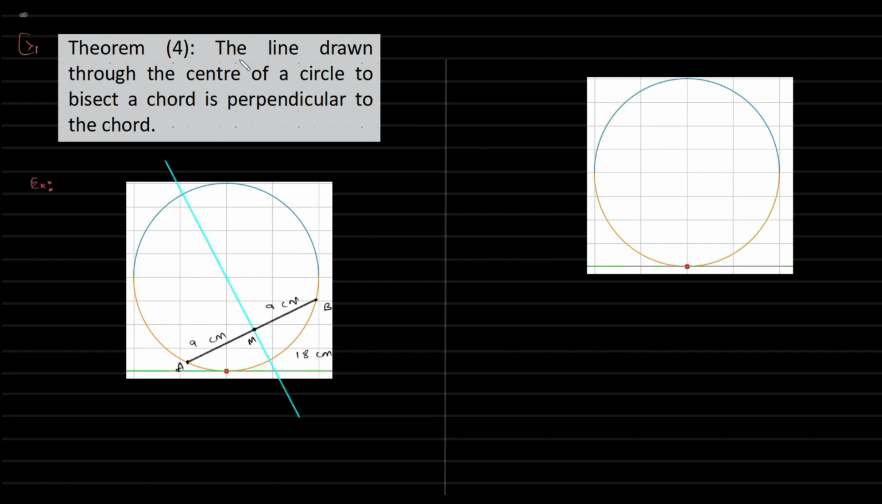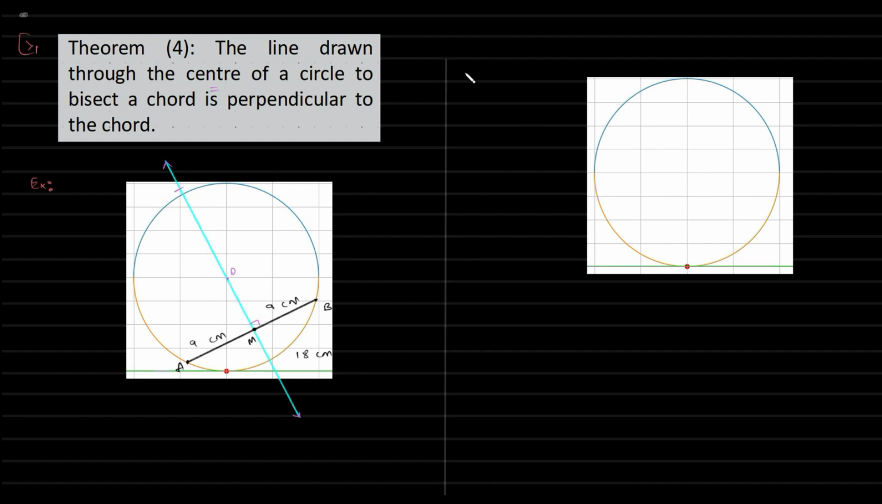Let's read the statement again. Line drawn through the center, so it's passing through the center of a circle to bisect a chord is perpendicular. The conclusion is, then we can conclude that this is perpendicular. Okay, so basically any line from the center drawn to cut the chord into two equal half will be perpendicular. So this is your theorem.